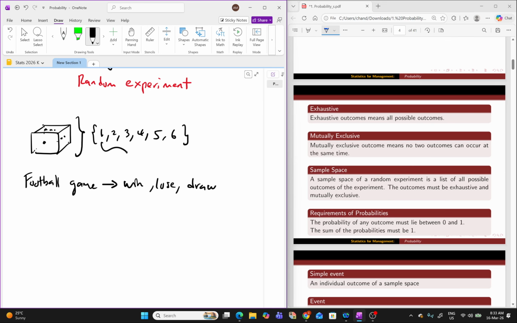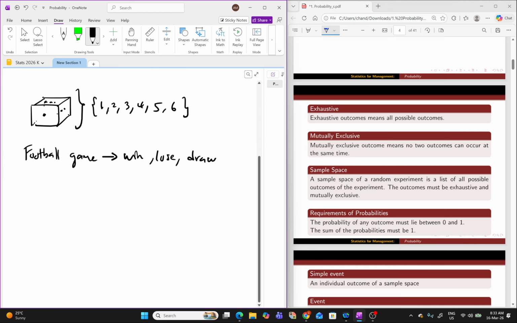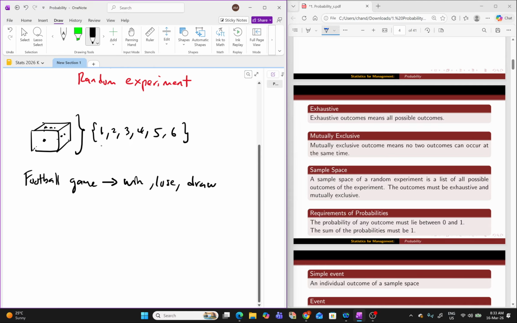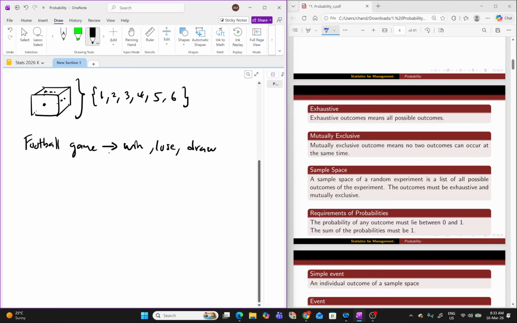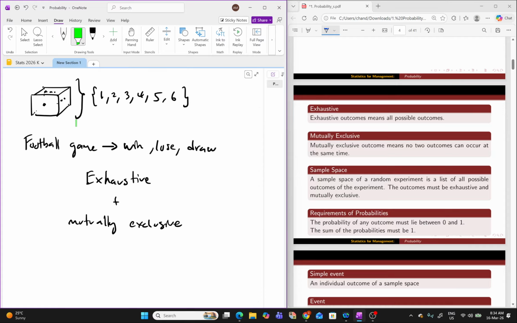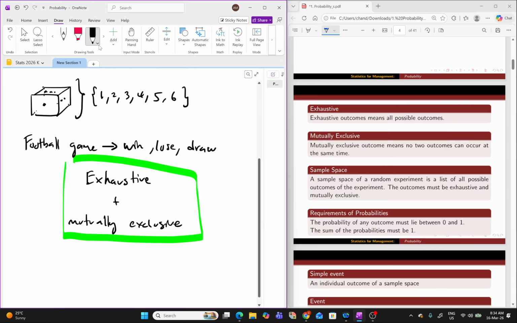If you notice here, 1 to 6 is mutually exclusive, because 1 appears differently, 2 appears differently, 3 appears differently, everything is different. It doesn't coincide. So what I mean is, exhaustive and mutually exclusive, that is known as a sample space.